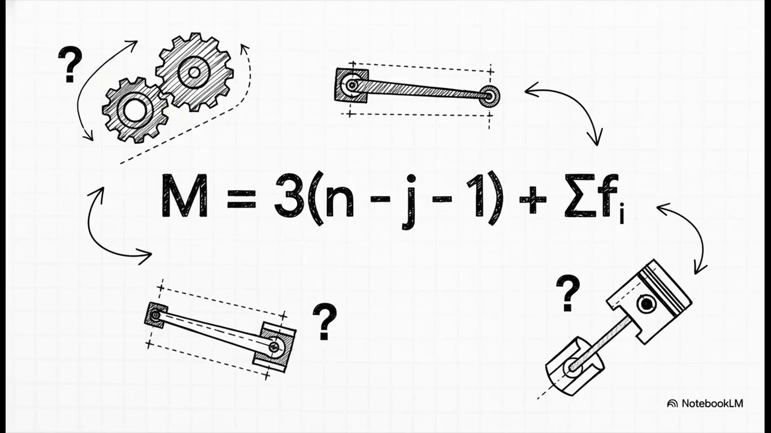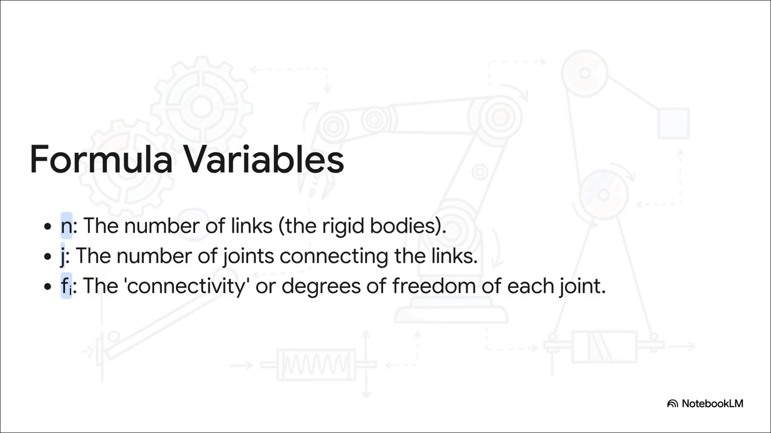Okay, I know. This might look a little intense at first glance, but trust me, it's way simpler than it looks. It all just boils down to counting 3 little things in any 2D, or what we call planar, mechanism. So let's break down what N, J, and F actually mean. Let's just go through these one by one.